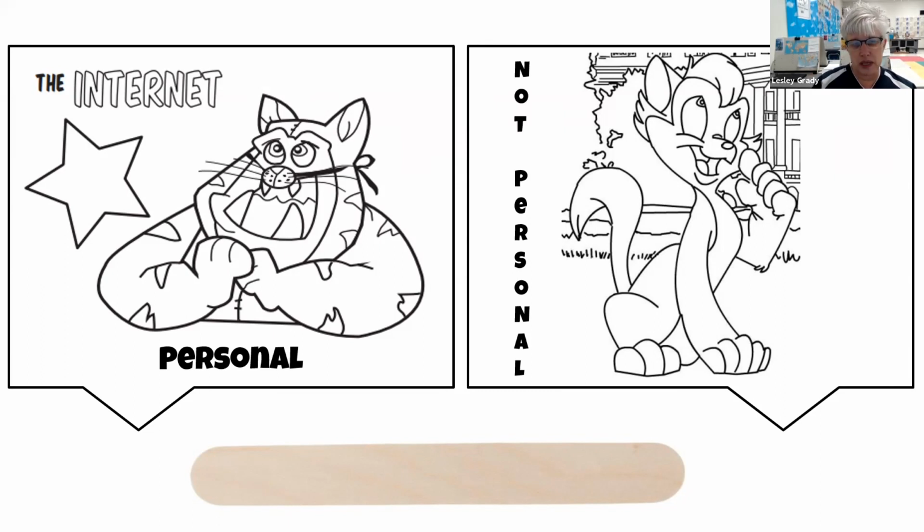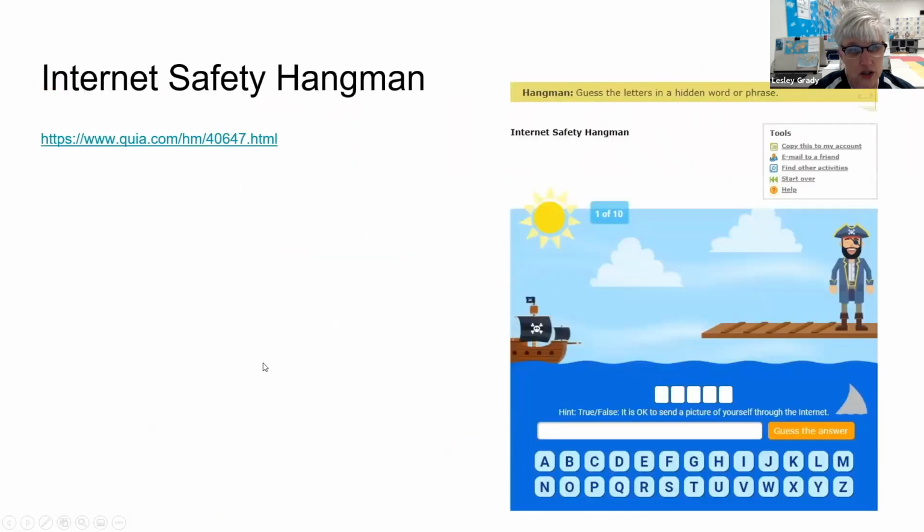Personal information being your name, your age, those types of things. Not personal being your opinions, your likes, your dislikes, those types of things. And then I give them examples, and then they tell me whether it's not personal or personal information they should share. With the older age group, you might want to do a little internet safety hangman, and there's the website for that. That is a great review of everything that they've been learning.